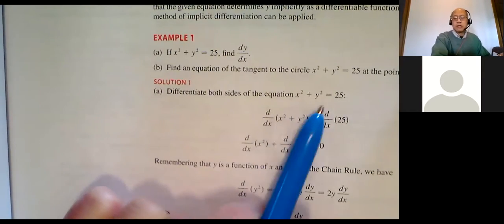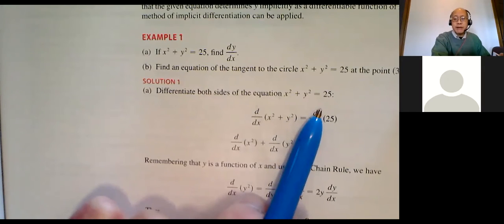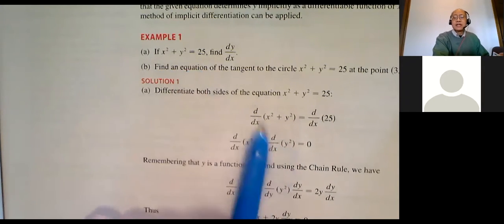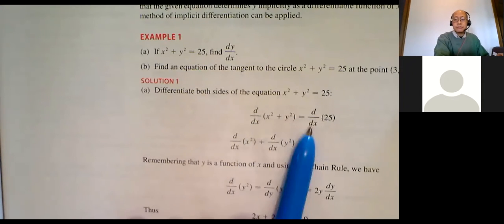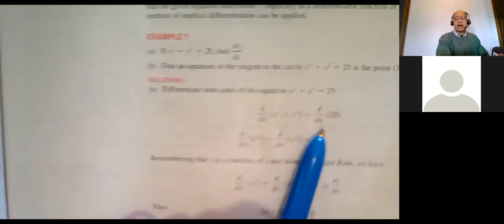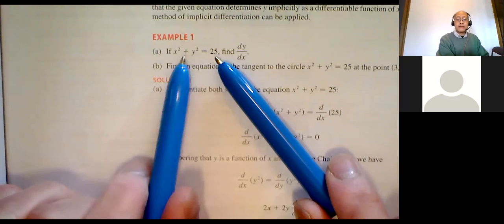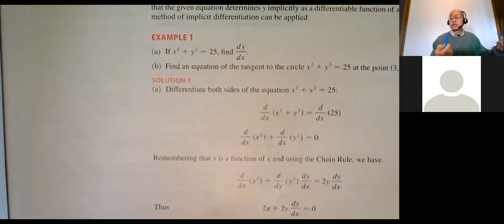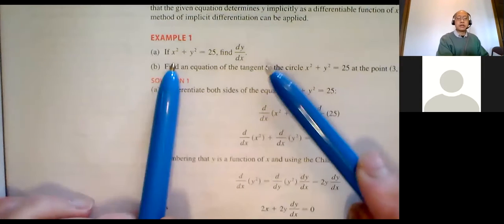x squared plus y squared equals 25. You differentiate both sides with respect to x, is the language we say. So you have x squared plus y squared equals 25. Take the derivative of the left side and the right side. The derivative of x squared plus y squared equals the derivative of 25 with respect to x. We're adding to our bag of tricks, essentially. Back in algebra one, when you have a left side and a right side, you add the same thing to both sides, subtract the same thing from both sides, multiply the same thing on both sides, divide the same thing on both sides, right?